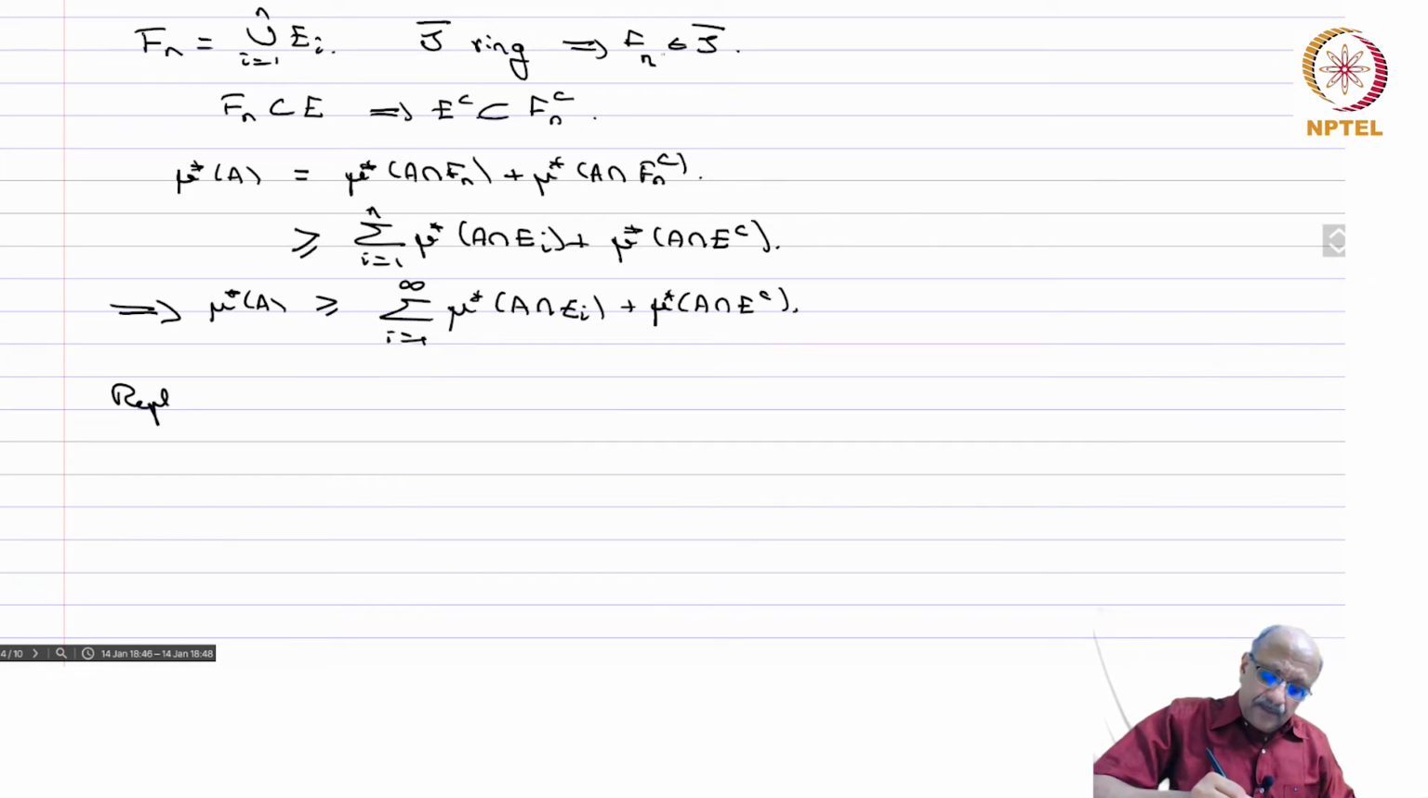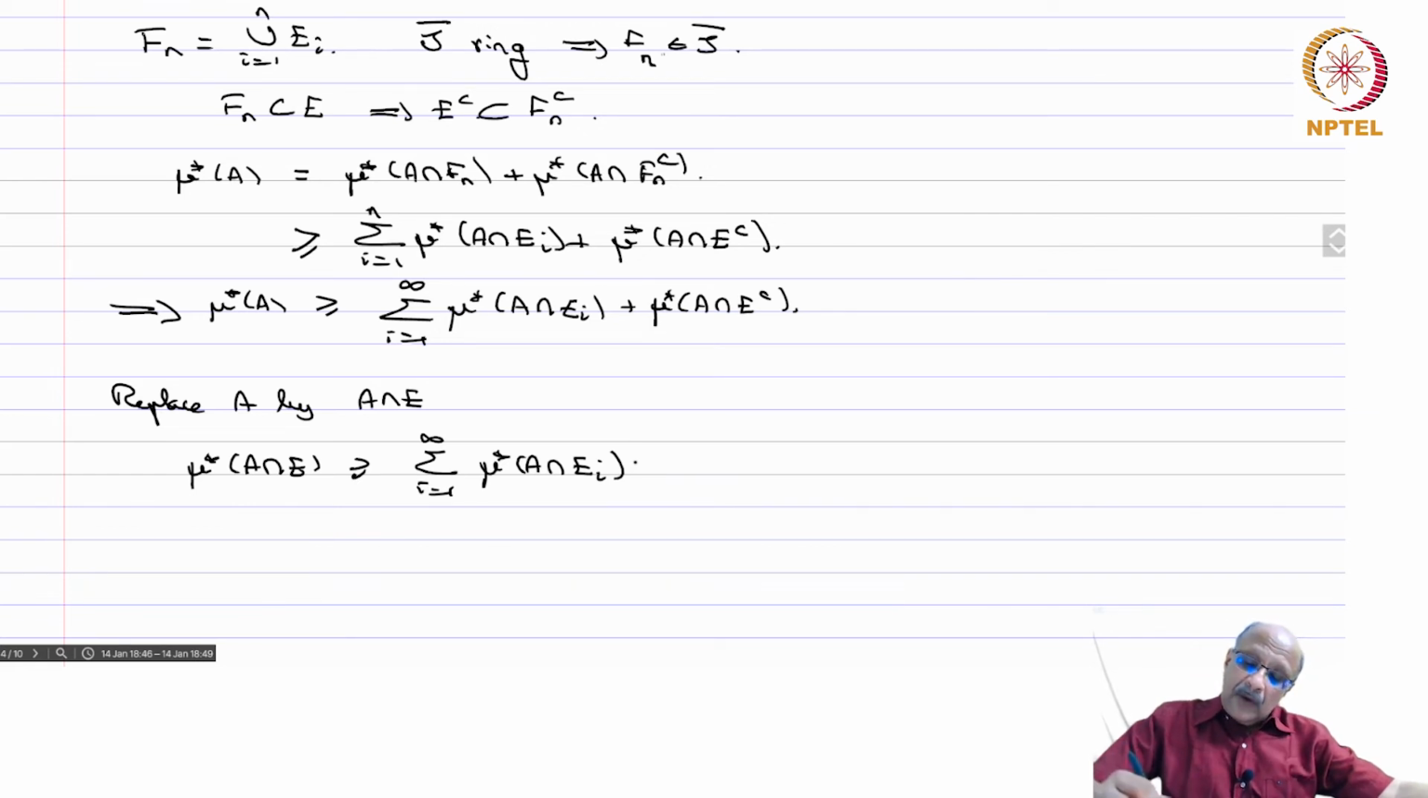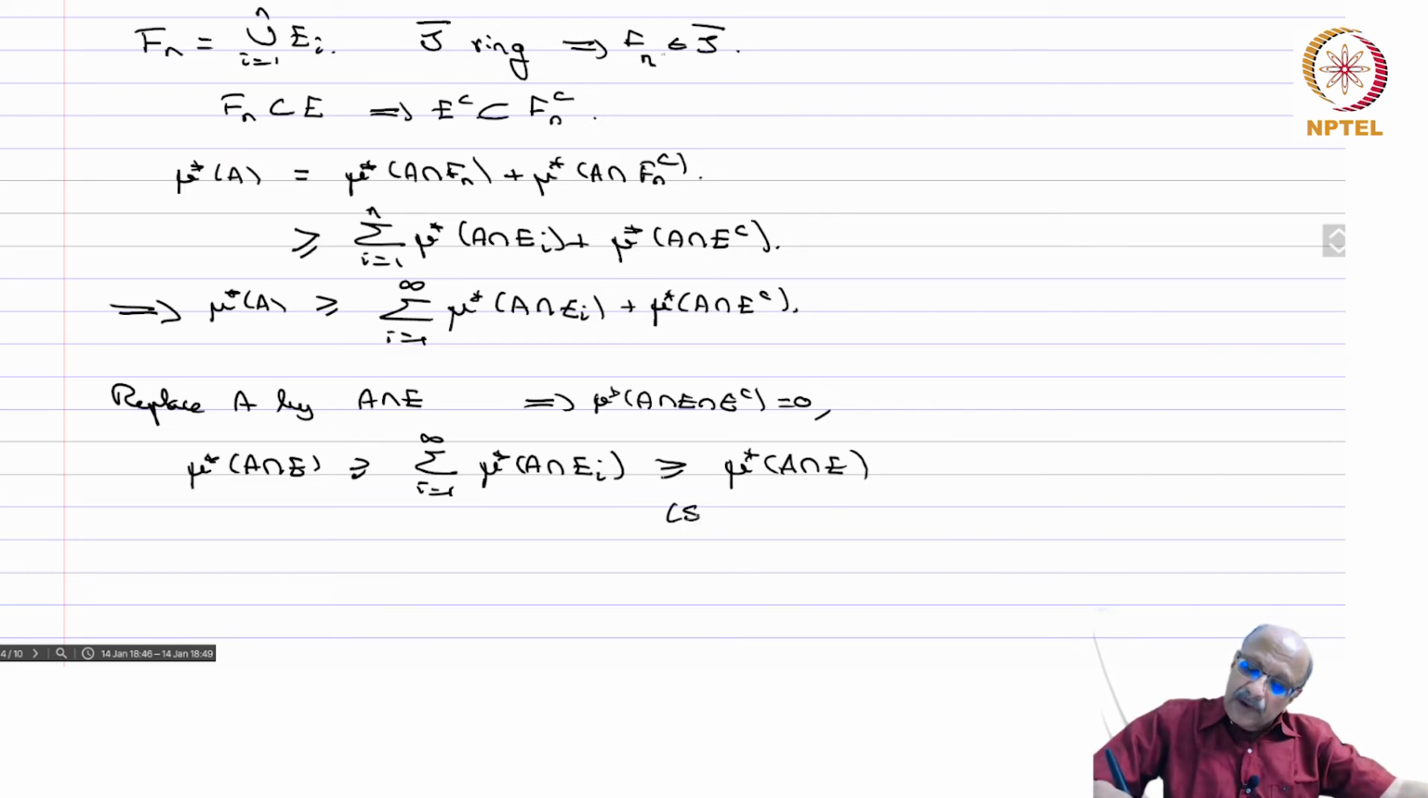Now replace A by A intersection E. So then mu star of A intersection E is greater than or equal to the sum over i equals 1 to infinity of mu star of A intersection E_i, because I am going to take A intersection E complement, which will be 0. Okay, so that won't give you anything, and consequently this implies mu star of A intersection E complement is 0, and therefore you have mu star of A intersection E is bigger than or equal to just this, but by subadditivity this is greater than or equal to mu star of A intersection E. This is subadditivity.